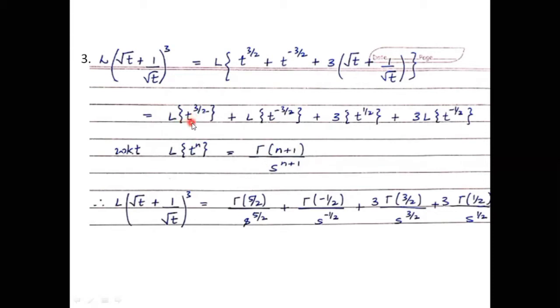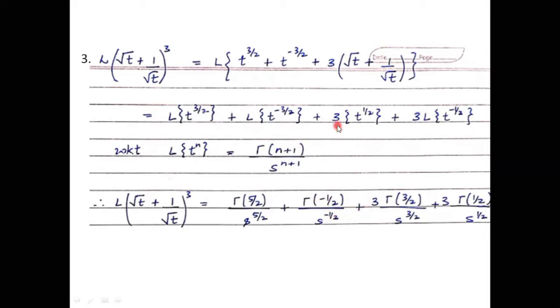So Laplace transform of t power 3 by 2 is, see, in place of n I am having 3 by 2. So it is gamma 3 by 2 plus 1, so it is 5 by 2. And here also 3 by 2 plus 1 is 5 by 2, so it is s power 5 by 2. Gamma 5 by 2 divided by s power 5 by 2. Here in place of n I am having minus 3 by 2, so it is minus 3 by 2 plus 1. Minus 3 by 2 plus 1 is minus half. So it is gamma minus half divided by s power minus half.